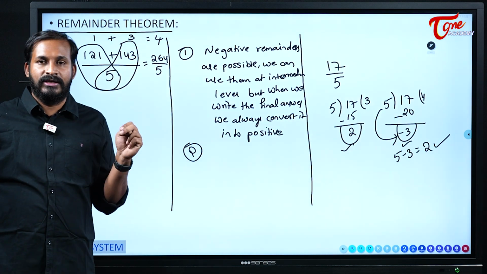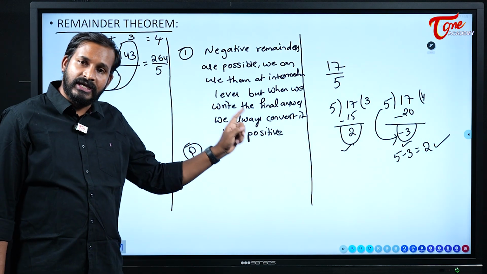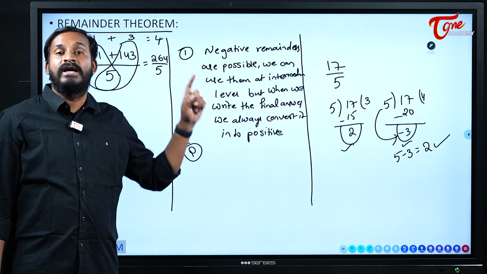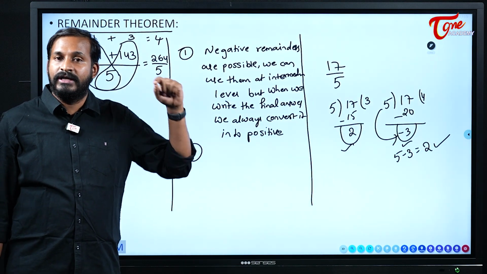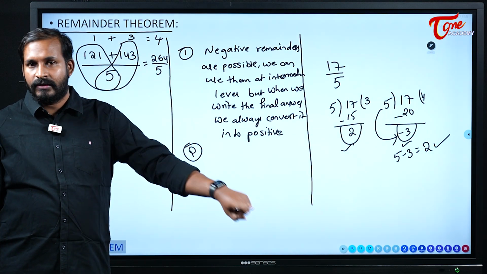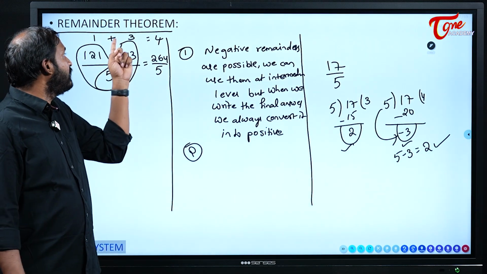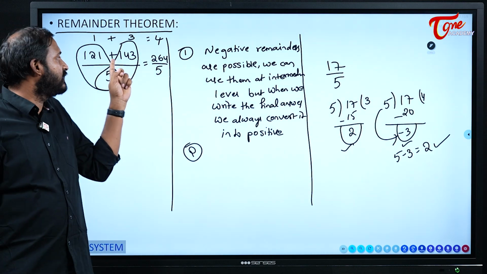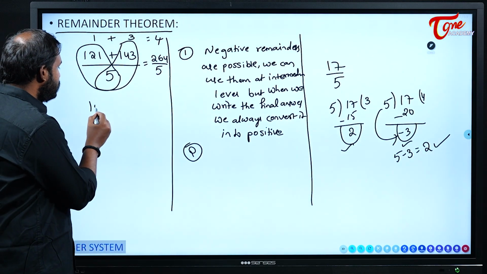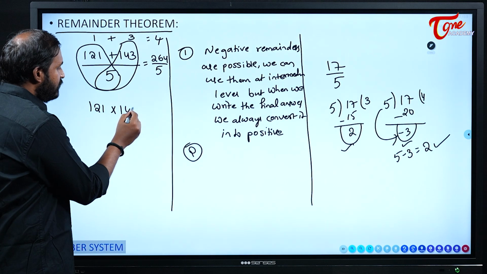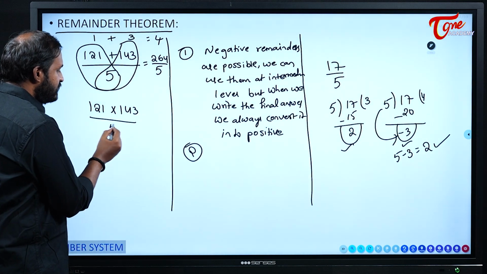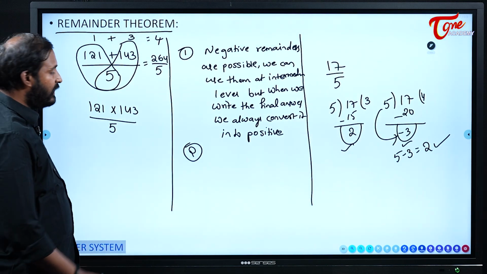So two things which we need to remember here: the first one is, negative remainders are possible, but when we write our final answer, we should always convert it into positive. Next thing is, we can find the individual remainders and apply the mathematical symbol between them. For example, if you have a product here, that means 121 into 143 by 5. If my question is something like this, I need to find the remainder for this.